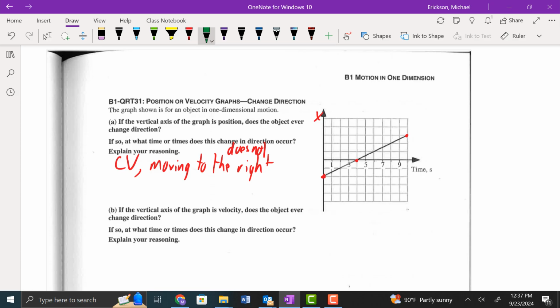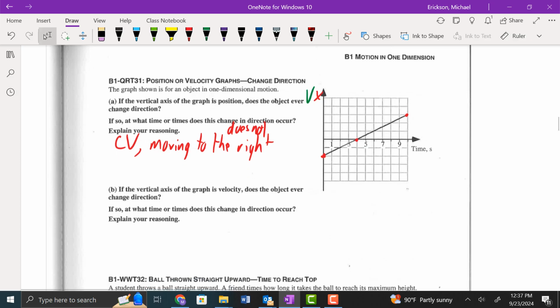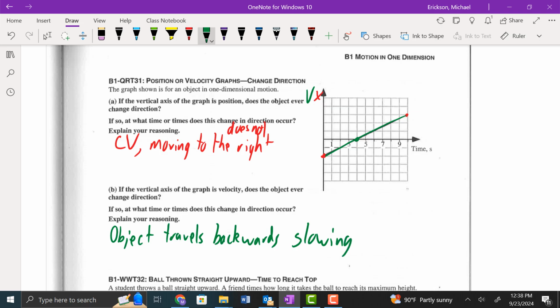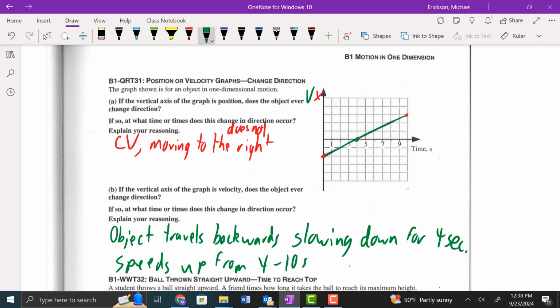All right. Now, what if this was a VT graph? I wish it was as simple, but something's actually happening here. So you have a linear VT graph. It actually means you're accelerating. So the object travels backwards, slowing down for the first 4 seconds. And then it speeds up from 4 to 10 seconds.